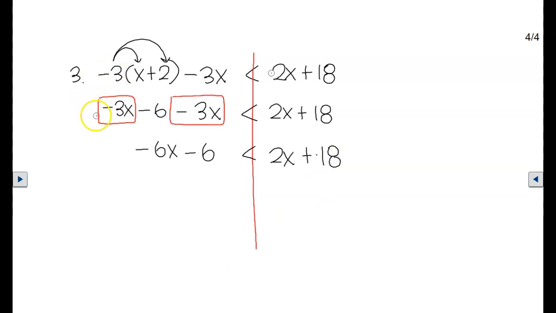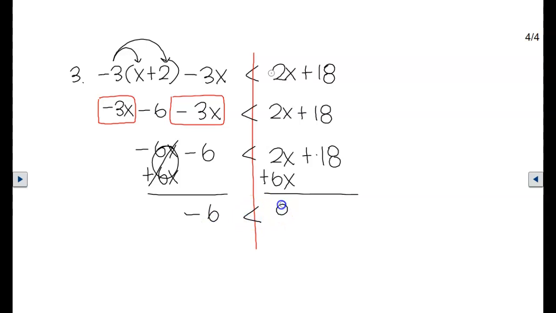All right, so we distributed, we combined like terms. Now for step 3, we're going to cancel the smallest variable. So when you look at this, you see negative 6x, you see positive 2x. You're going to cancel out the negative 6x, it's smallest, by doing the opposite and adding 6x to both sides. These cancel. So now you have negative 6 is less than 8x plus 18.